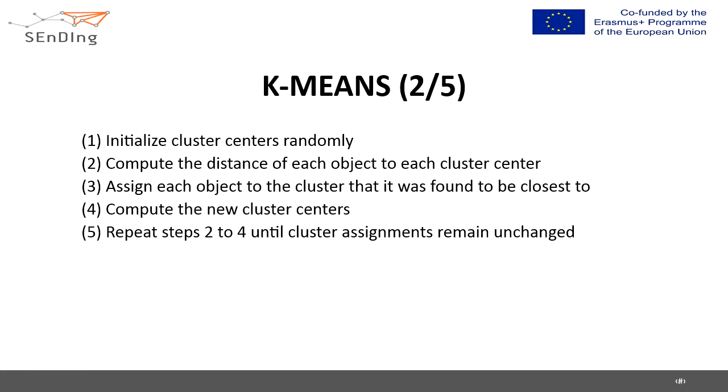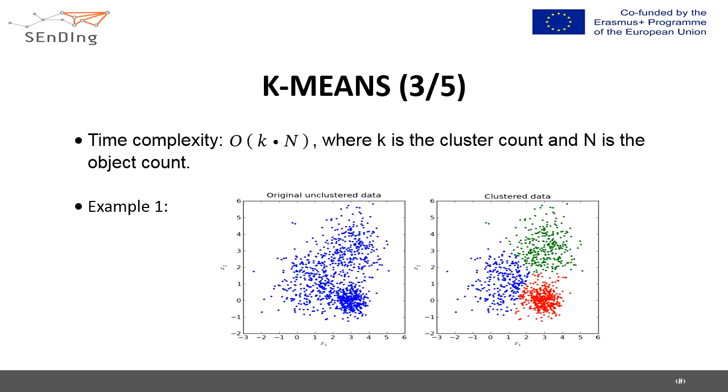Step 1. Initialize cluster centers randomly. Step 2. Compute the distance of each object to each cluster center. Step 3. Assign each object to the cluster that it was found to be closest to. Step 4. Compute the new cluster centers. Step 5. Repeat steps 2 to 4 until cluster assignments remain unchanged. The time complexity is O(KN), where K is the cluster count and N is the object count.